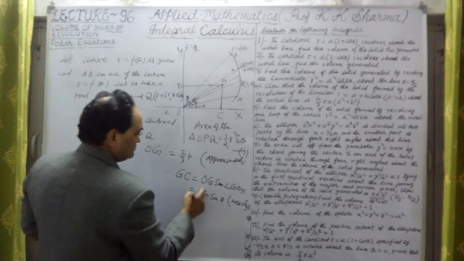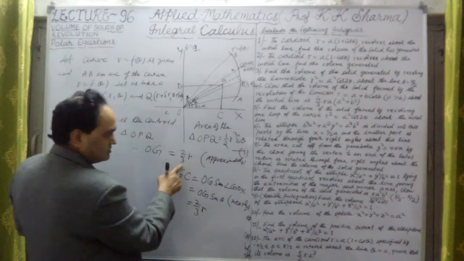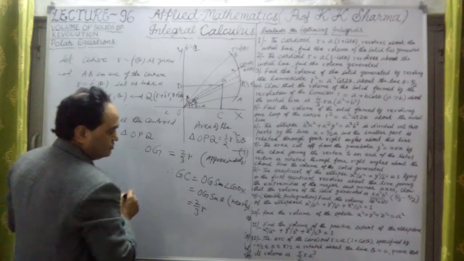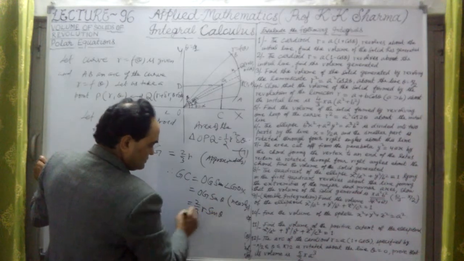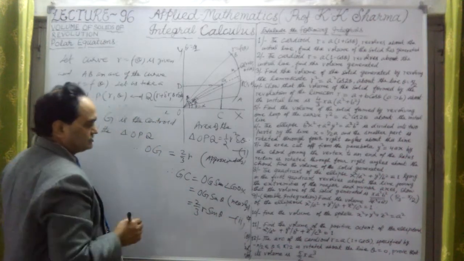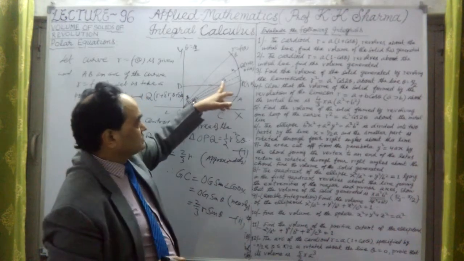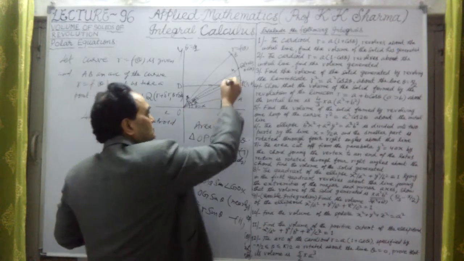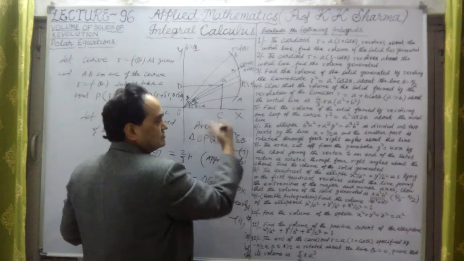And OG is what? OG is approximately 2 by 3 R, the length of the centroid from the pole. So GC is 2 by 3 R into sine theta. This is the second equation. This is the radius GC of the circle generated by the centroid G around the initial line. If I revolve this GC around the initial line OX, then a circle is generated.